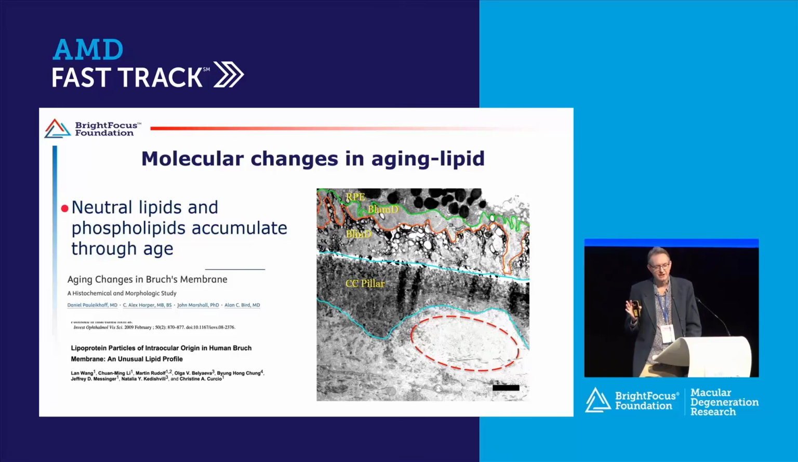There are also some molecular changes that happen in the aging eye, and one of the most interesting of these is lipid accumulation. It's not something that my lab studies, but there's accumulation of neutral lipids and phospholipids throughout age. This is what Christine Curcio has described as the lipid wall, a barrier for things like retinoids getting across from the vasculature to the RPE, a diffusion barrier.